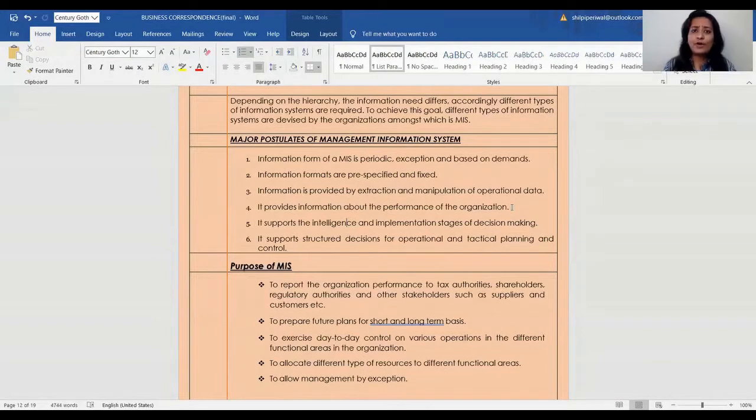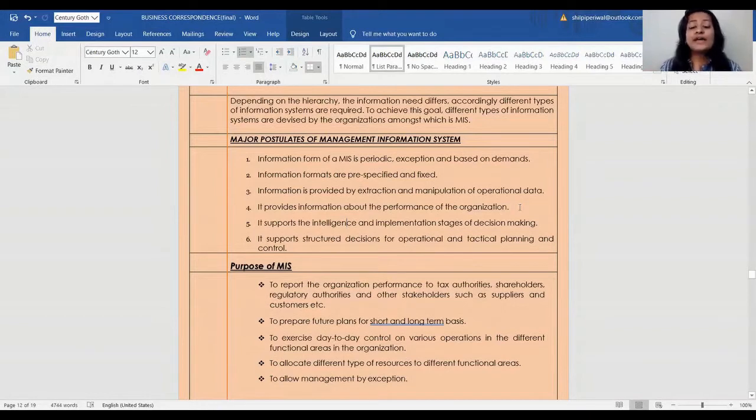It could be in a simple Excel format, it could be in a Google Sheet, or it could be complicated pie diagrams and bar graphs and all types of presentations also. Next is, it is provided by extraction and manipulation of operational data. What is extraction, guys? Extraction is when something is full and we take out a small part of it, that is known as extraction. Like how we say extract the juice out of the fruit. So basically it's taking out the best part out of something. So there is a lot of information we have, and from that information, only the part which is required is taken out, that is extracted, and that is presented in the form of a report.